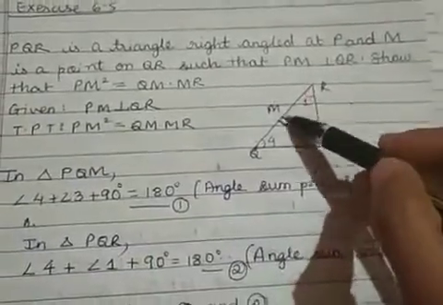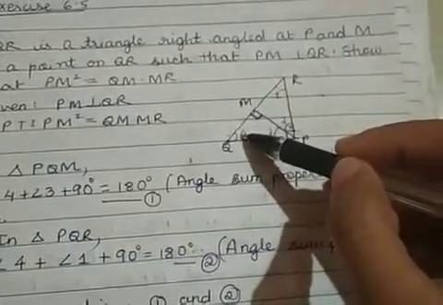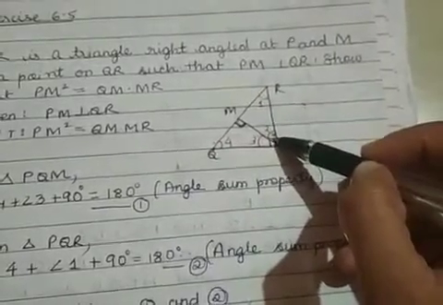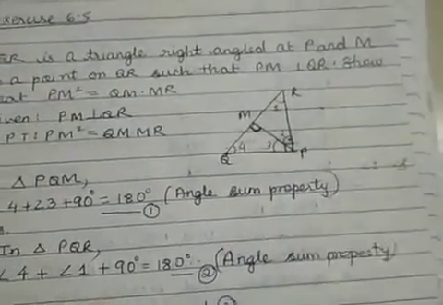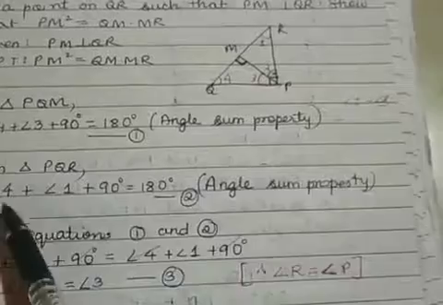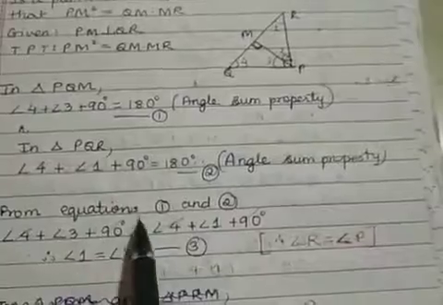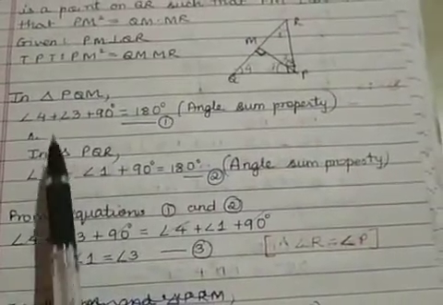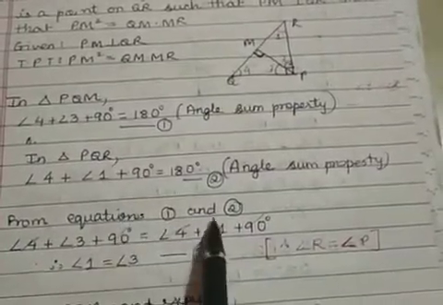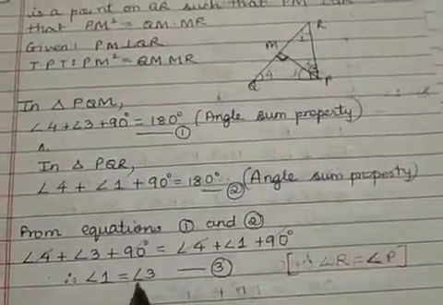Now let us take this bigger triangle. In triangle PQR, we know angle 4 plus angle 1 plus this angle, which is 90 degrees, is 180 degrees. Let us number this equation as 2. Now this is 180 degrees and this is also 180 degrees, so these two sides should be equal, right? So from equation 1 and 2, we have angle 4 plus angle 3 plus 90 degrees is equal to angle 4 plus angle 1 plus 90 degrees. From this we conclude that angle 1 is equal to angle 3.